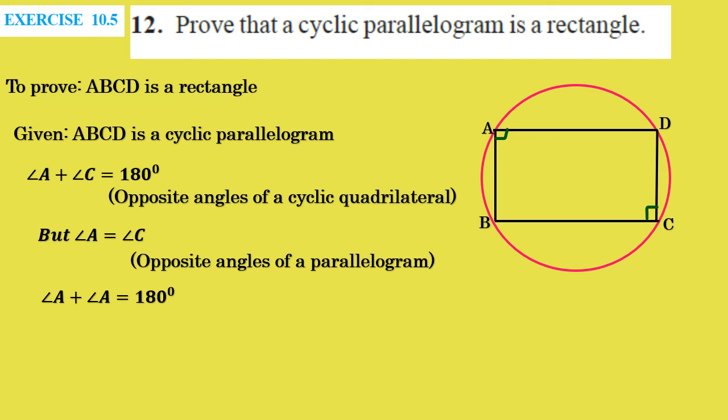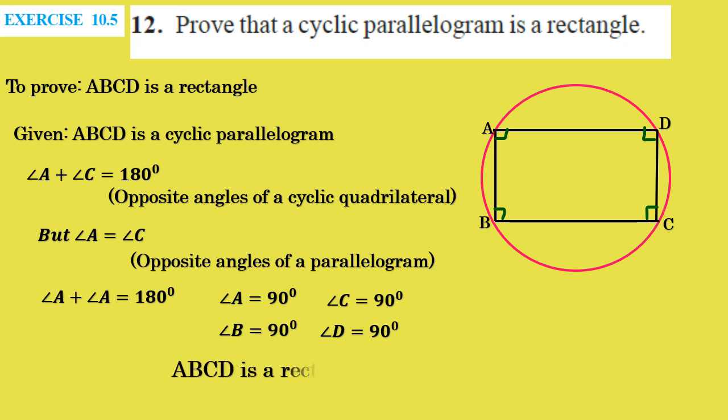Therefore, angle A plus angle A equal to 180. So angle A is 90, angle C is 90. Similarly, angle B is 90, angle D is 90. So all the angles are 90. Therefore, ABCD is a rectangle.